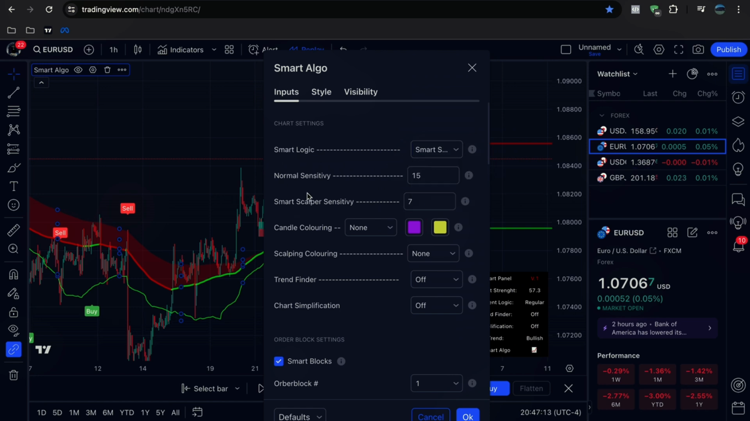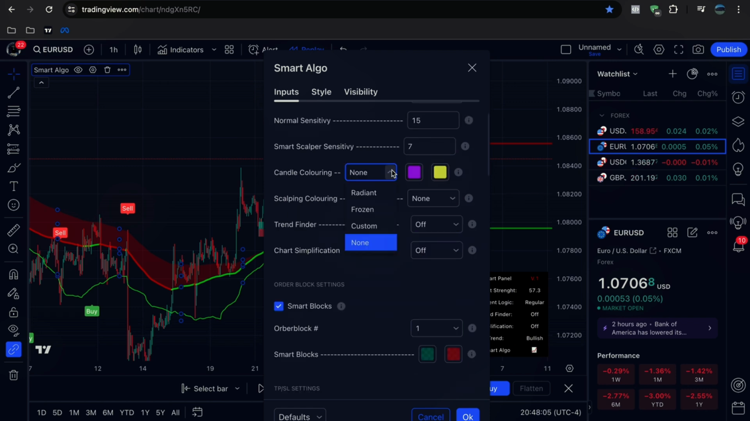I'm keeping my sensitivity at 15, but at the end of the day, there is no best sensitivity. It's really up to your personal preference. I just find that putting my sensitivity at 15, for me personally, gives me a pretty high win rate. We don't have to worry about the smart scalper sensitivity since we're not on the scalper mode. But if you're trading on the scalper mode, you're going to make sure to change this sensitivity over here.